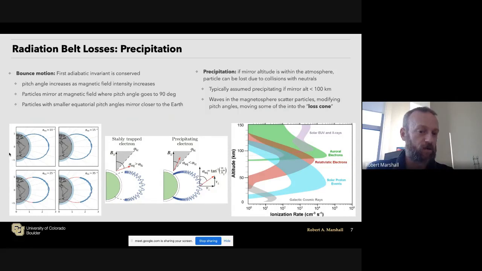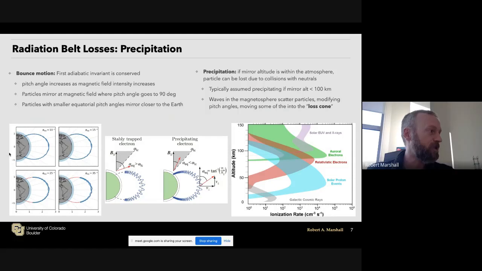So at an equatorial pitch angle of 35 degrees, you can see that that particle is making it nowhere near the atmosphere. And so that particle is going to be stably trapped in the magnetic field. Now, the concept of precipitation is that these particles are somehow being kicked, pushed by some force in the radiation belt environment to a lower pitch angle. And as they're pushed to a lower pitch angle, they can then penetrate into the atmosphere. And if they can reach nominally an altitude of about 100 kilometers, then they face a high probability of colliding with a neutral molecule in the atmosphere.